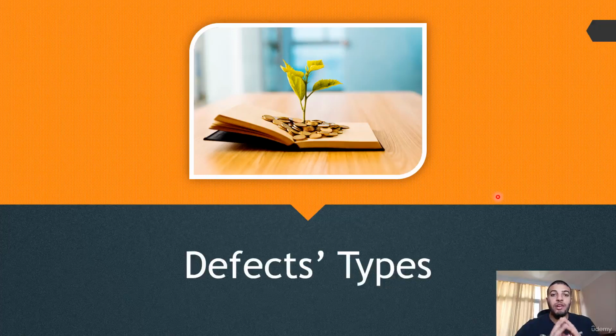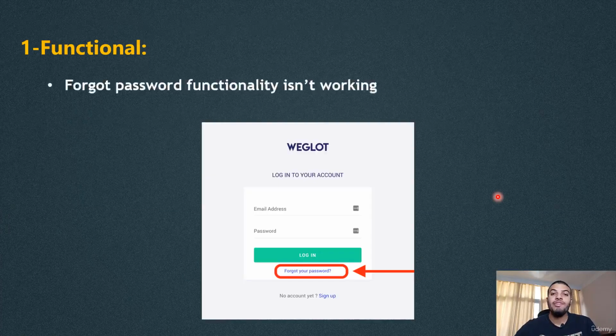So let's now talk about the different types of defects. So the first type is functional defects. Like we said before, we have a type of testing that's called functional testing. In this case, we have functional defects. So in functional defects, we mean that there is a functionality in the application that is not working, okay? So for example, if the forgot password functionality isn't working, we call this a functional defect.